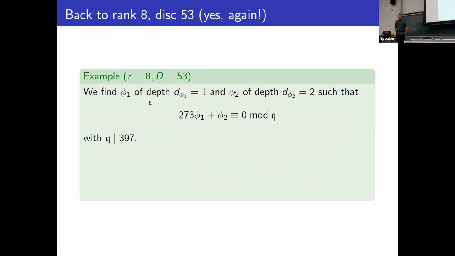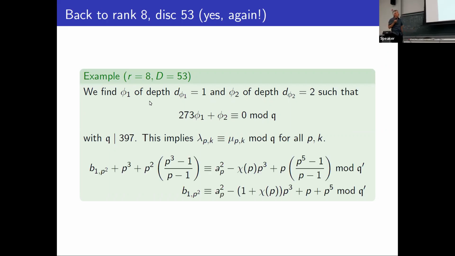Back to the rank 8 discriminant 53 case. We can find another eigenform with depth 1, such that we have this congruence modulo some prime above 397. As I told you before, this means that the eigenvalues are congruent for all p and k, which gives us the following congruence between the eigenvalues of these two forms. One is a classical modular form, and the other, the Siegel modular form that we observed earlier.